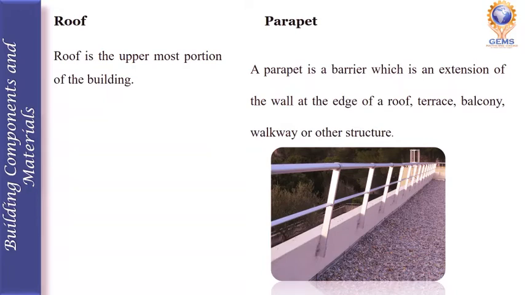Next is a parapet. This parapet wall is constructed as an extension of the wall at the edge of a roof, terrace, balcony, walkway, or other structures. This parapet wall acts as a barrier to protect human beings or living things from falling from the structure.